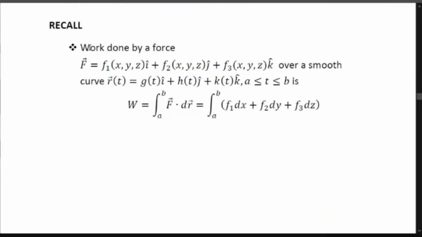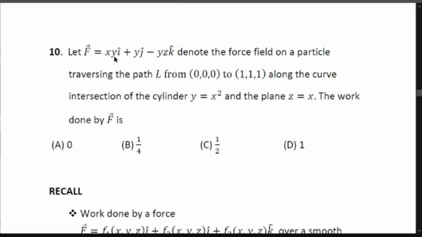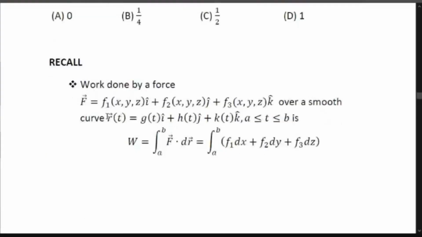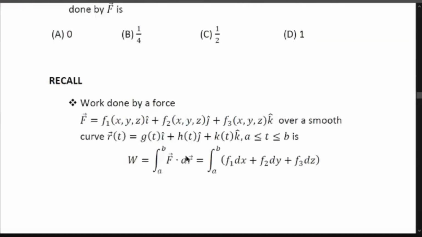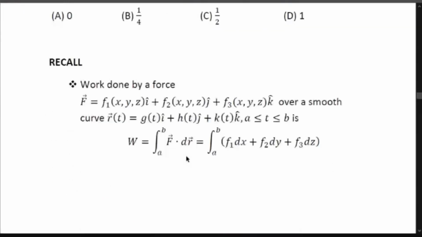But before that, let me tell you something. Work done by a force. Sometimes there will be a question like this. Here you are given a force field and a path. The path is the intersection of the cylinder y equal to x square and the plane z equal to x, from point 0, 0, 0 to 1, 1, 1 along the curve. Then you are asked to find out the work done by the force. Work done by the force is nothing but the line integral f dot dr. So that is what you have to find out. I think you can do that.